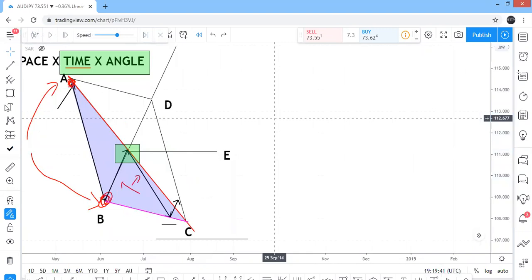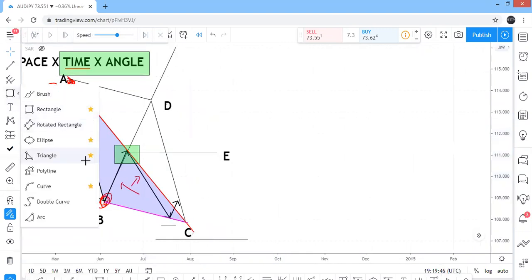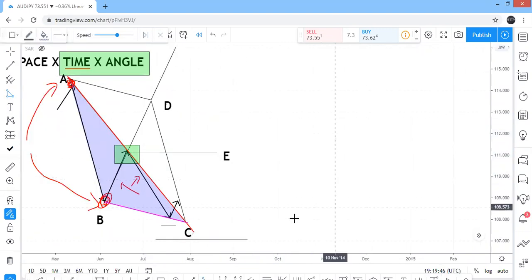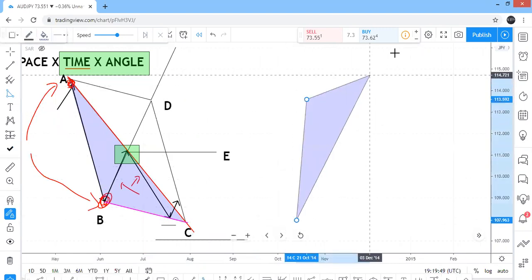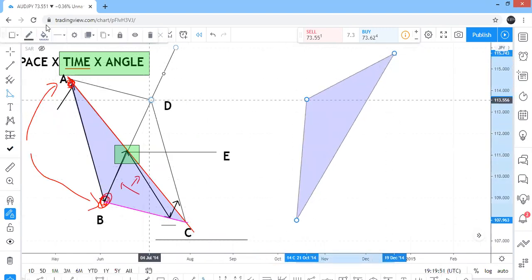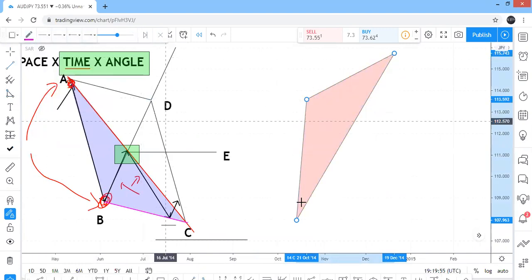You have your space, time, and angle. I'm just going to draw this quickly.